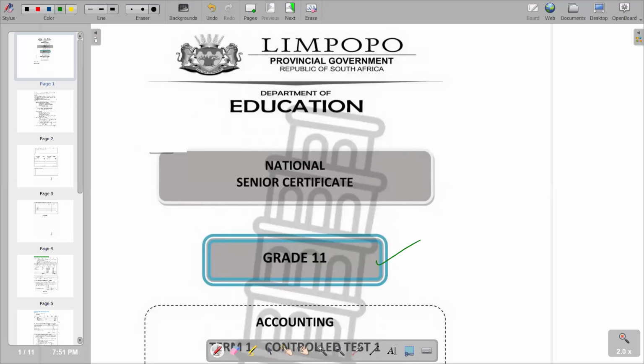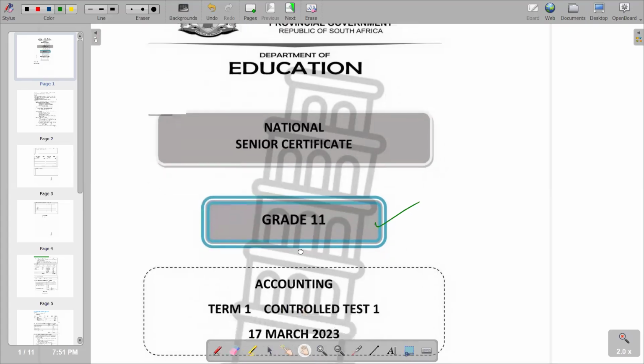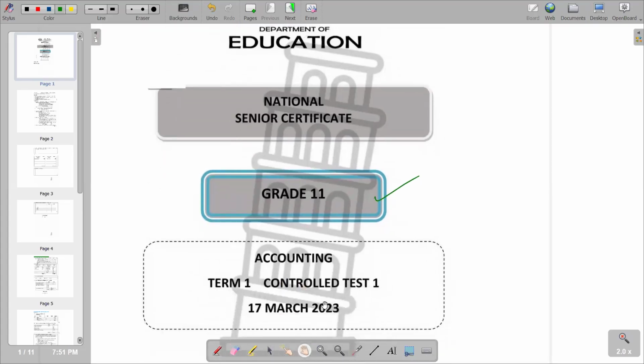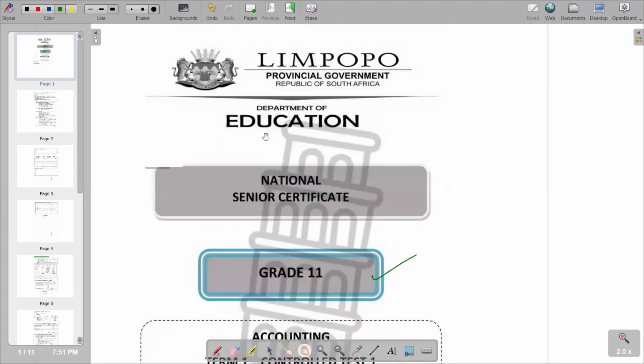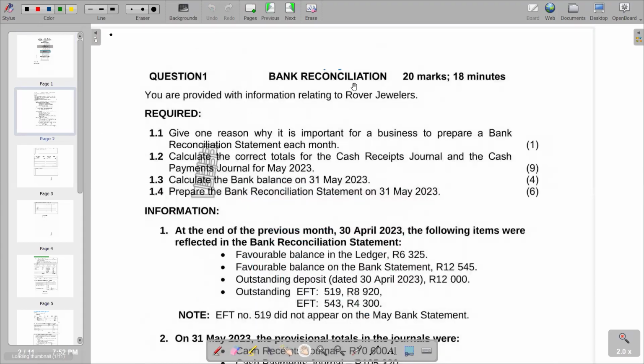In this video, we want to look at a term one controlled test from March 2023. We are going to look at a question paper from the province of Limpopo. So I'm going to our question. We're going to look at the question on bank reconciliation, and our question has 20 marks and requires you to spend on average 18 minutes.